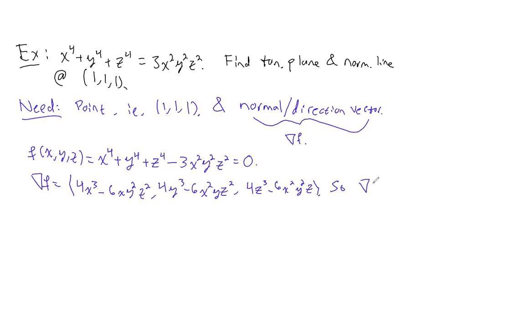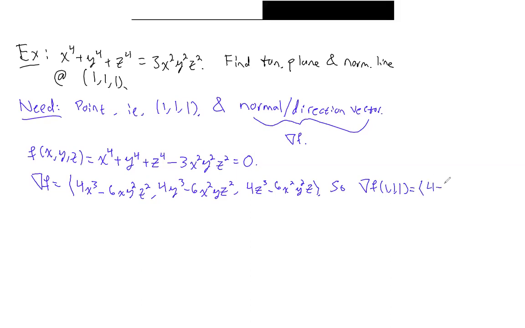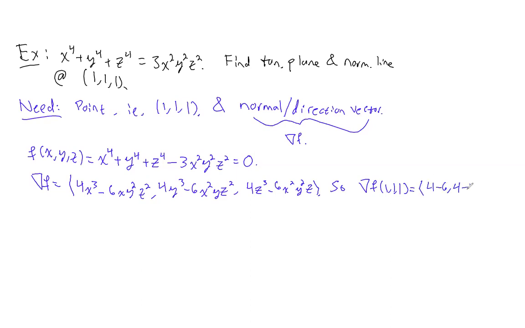So if you actually plug in the point 1, 1, 1, what does that become? 4 minus 6, 4 minus 6, 4 minus 6, or in other words, negative 2, negative 2, negative 2. Now, by the way, what we care about is this gradient, but you don't really have to use that vector exactly. You just need a vector that's parallel to it. So in other words, we can use the vector v equals negative 2, negative 2, negative 2. That's the gradient.